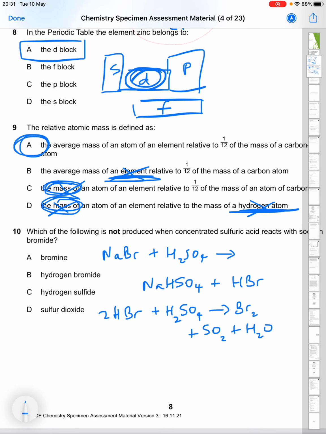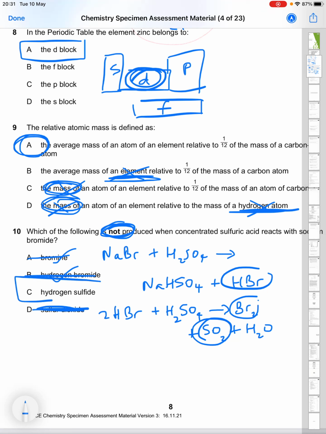So looking at the list here, which of the following is not produced? So you do get bromine, so it's not A. You also get hydrogen bromide, so it's not B. You get sulfur dioxide there, so it's not D. The one which is missing is hydrogen sulfide, so the answer there is C. And if you remember those reactions, the only one which is strong enough to go on and reduce the SO2 then to hydrogen sulfide and further on to sulfur is the sodium iodide.